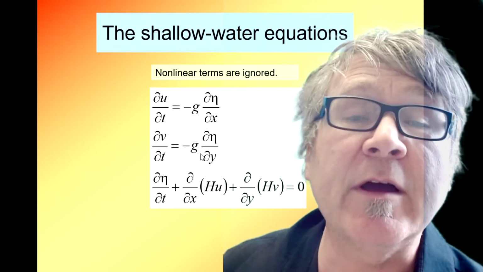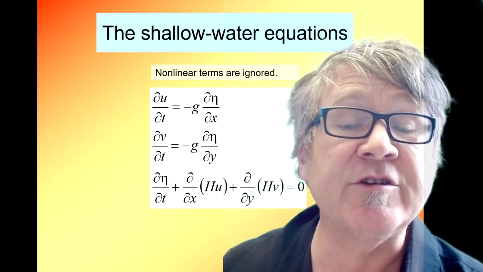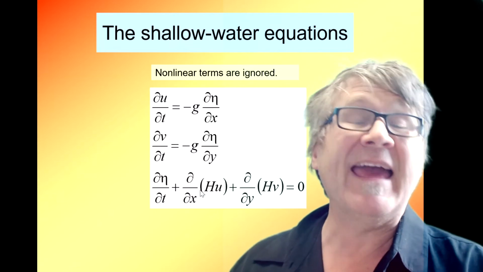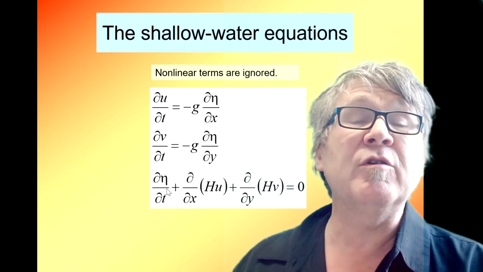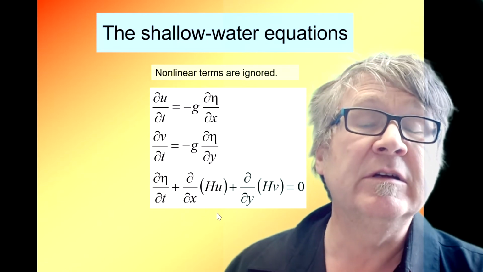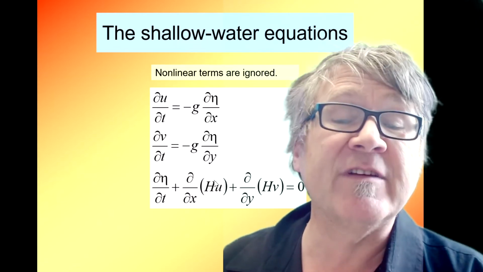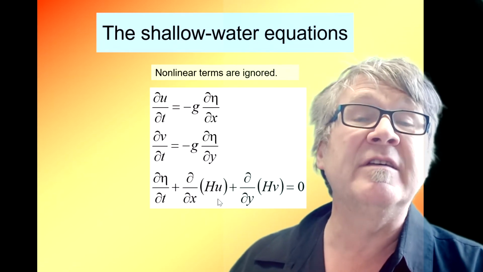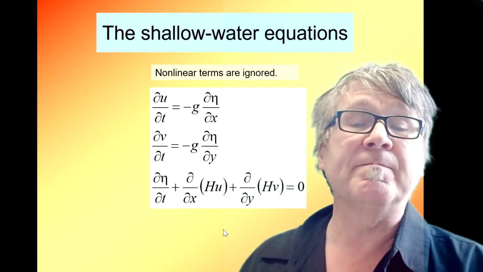The third equation expresses volume conservation, whereby the capital H here is the total water depth. And so here you have a horizontal divergence of volume transports. And if these terms are not zero, then the sea level changes over time.